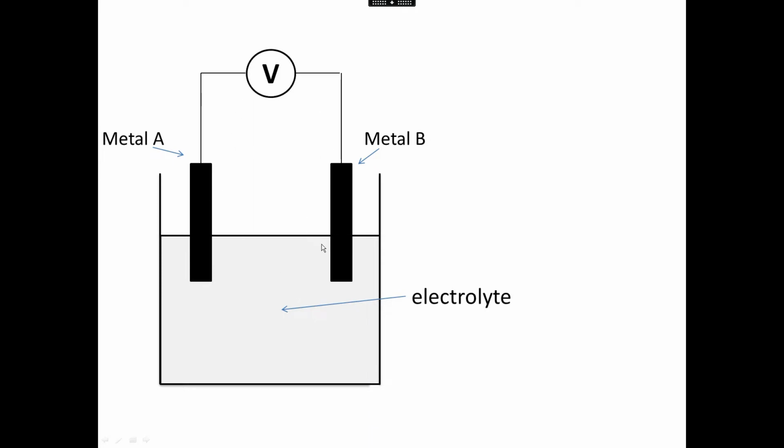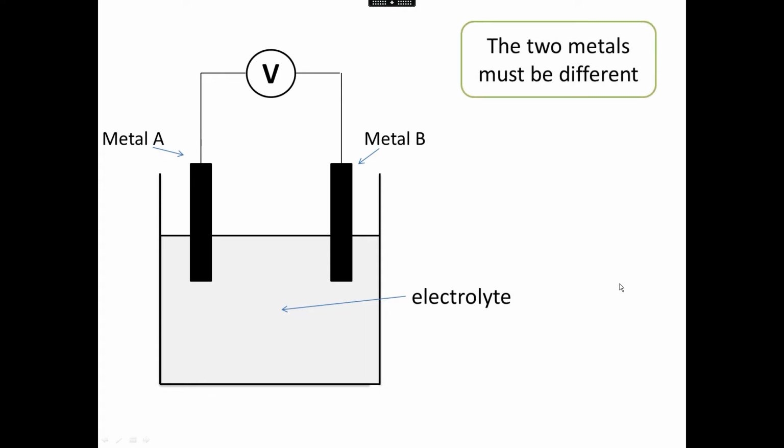Now, in some ways, this is the opposite of electrolysis. In electrolysis, electricity is supplied from a power pack in order to split a compound into elements, right? So in electrolysis, you use a power pack to supply electricity to split a compound into elements. This is the other way around. The reaction inside the electrolyte supplies electricity to the circuit. So it's kind of the opposite of electrolysis.